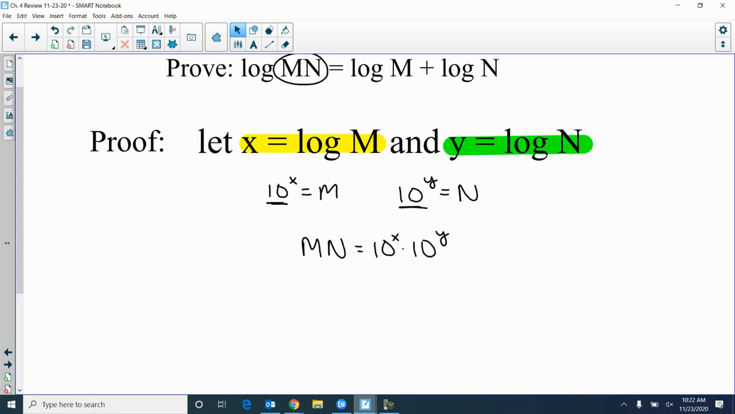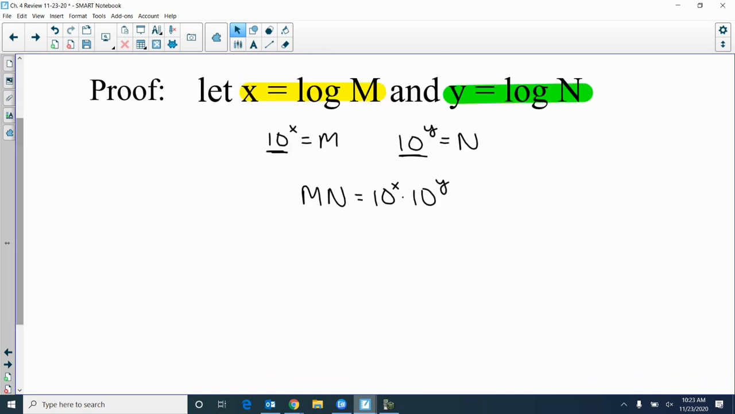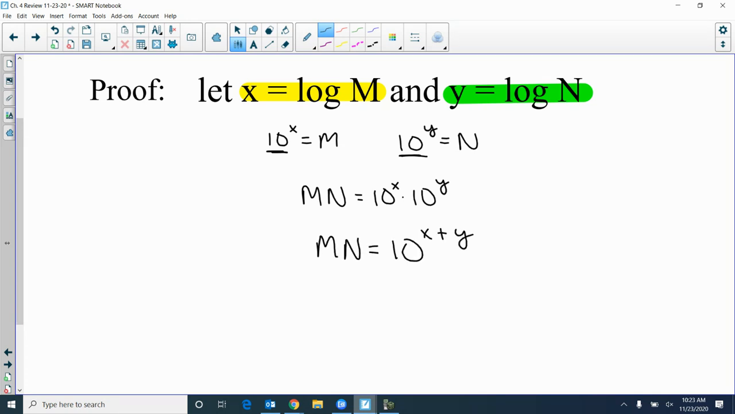Okay. Now, what do you do on the right-hand side? Use your exponent rules. You get the same base, what do you do to exponents? Add them. So it'll be m times n equals 10 to the x plus y. So you can write it as one base.